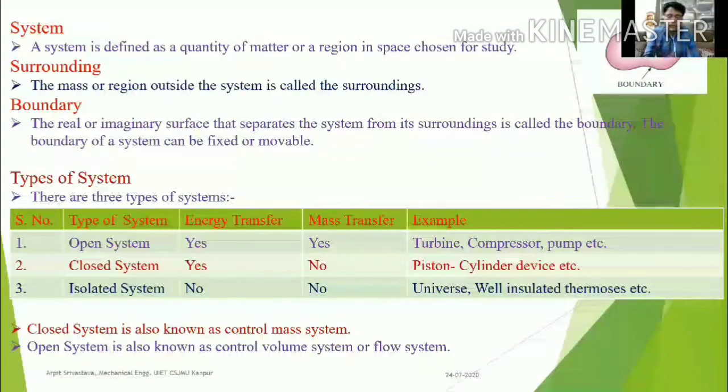If we take an example, suppose we are talking about a mechanical engineering department, and in the mechanical engineering department there is a classroom. If we want to measure pressure, temperature, weather, humidity level, all these types of conditions inside that classroom, we can say that the classroom is treated like a system. Outside that classroom is called the surrounding, because the definition suggests that the mass or region outside the system is called surrounding.